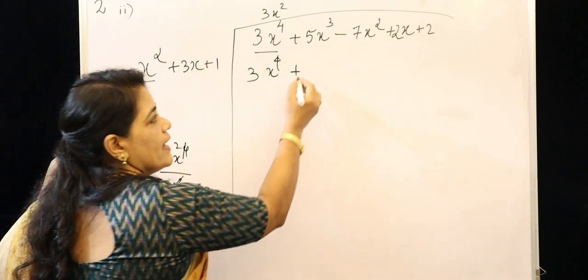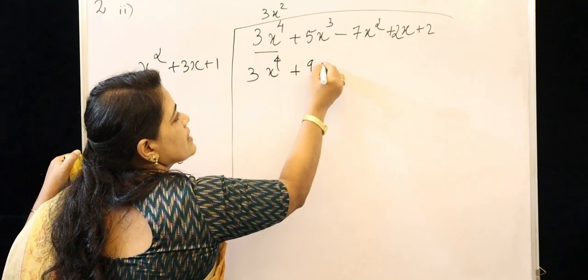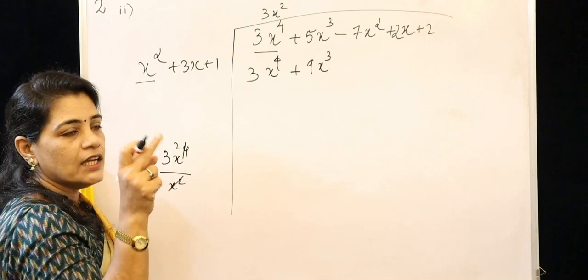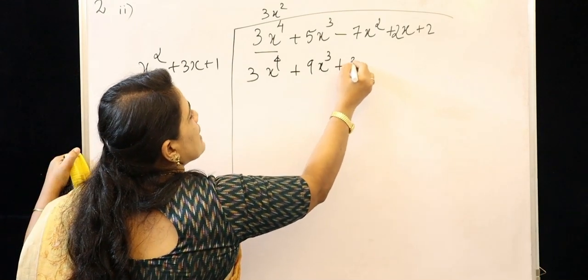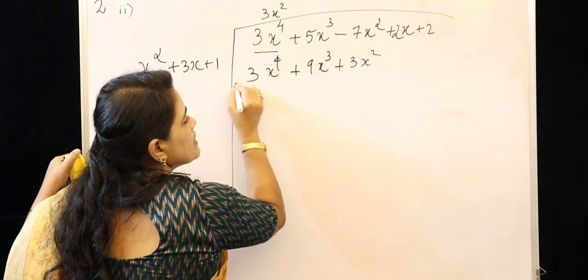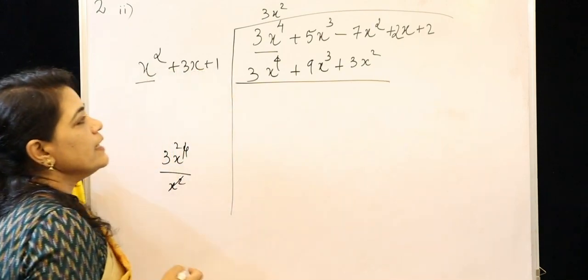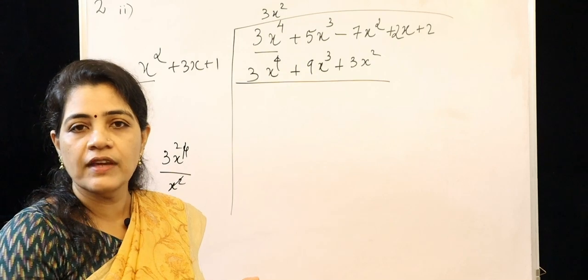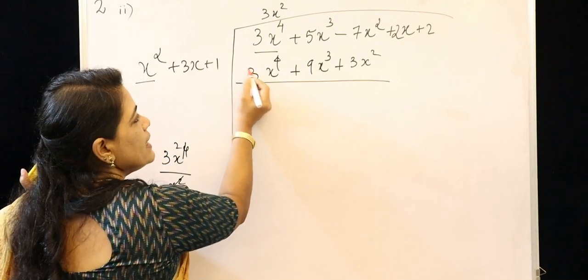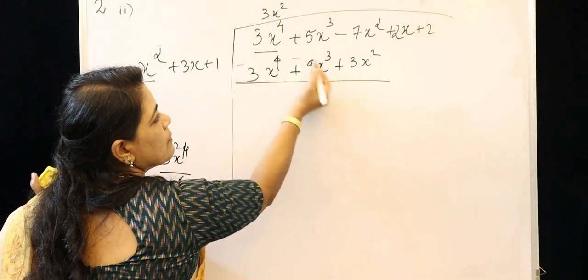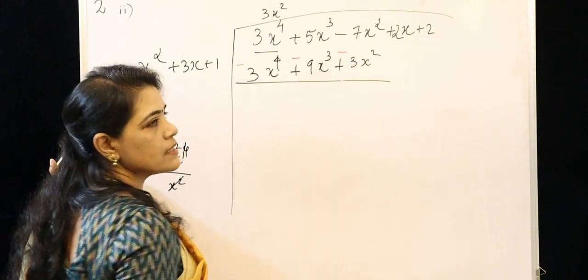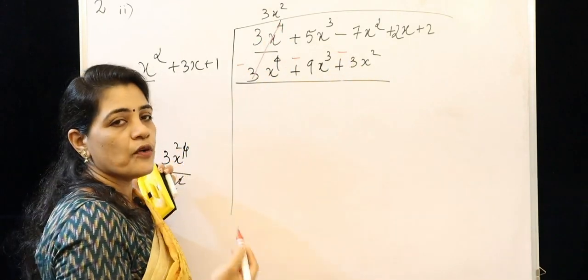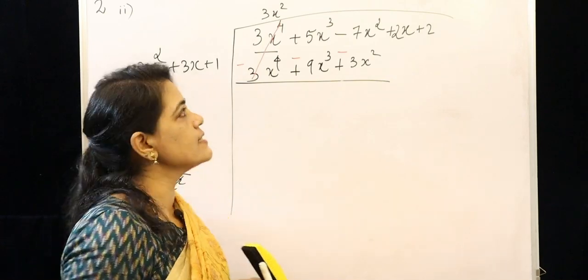3 3s are 9. x square into x, x cube. Now the next term, constant 1. 3 into 1 plus 3x square. This step is okay, children? So in the next step we are changing the sign and we can add. So minus 3x raised to 4, this plus becomes minus, this plus also becomes minus. Now we can cancel 3x raised to 4 and minus 3x raised to 4 get cancelled.